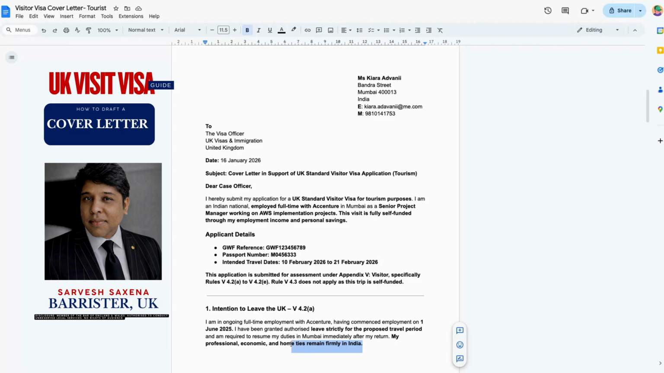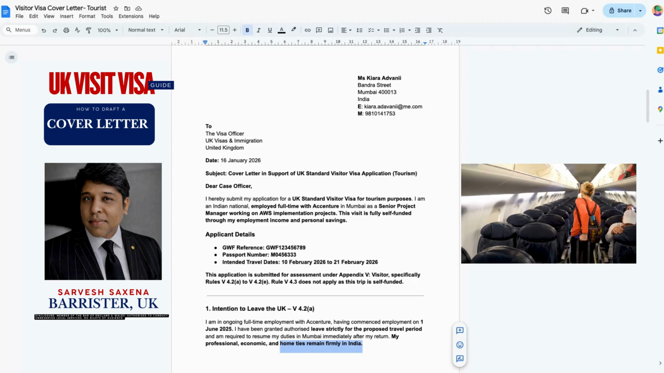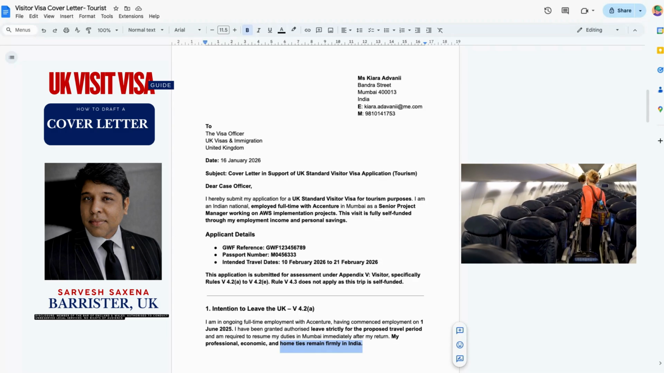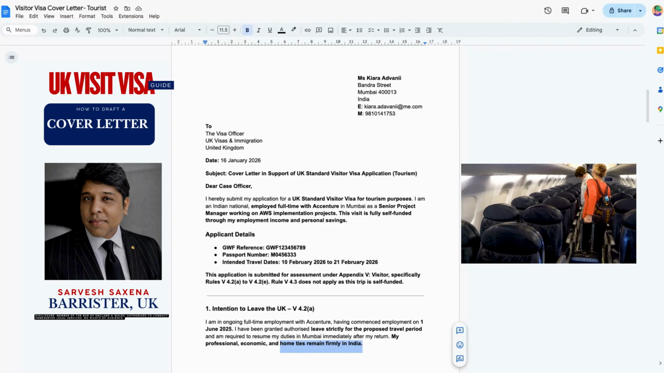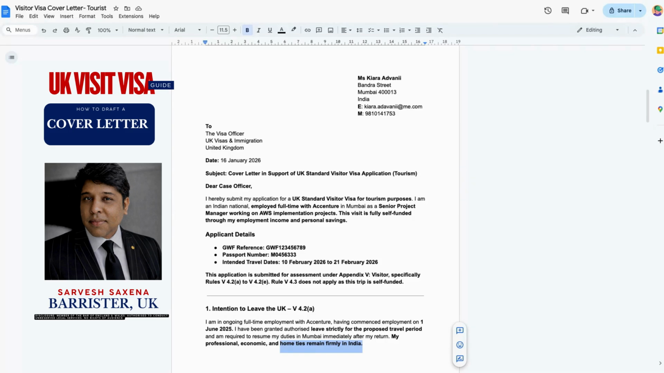Now, there is a very important point that I want to make. When they want to see whether you will return to your home country, they want to see strong ties to the country. That's why I have written that home ties to the country remain firmly in India. That means there is a compelling reason for which you will have to come back. You cannot just subjectively say that, yes, I'm going to come back. They need to see in evidence that there is an obligation, a commitment, or social ties that will compel you to come back. Now, what are those ties?